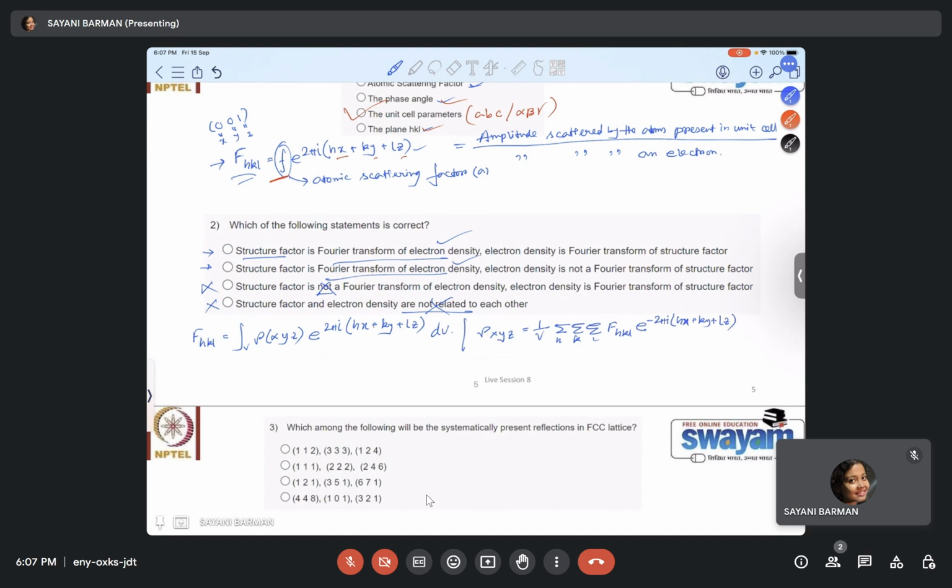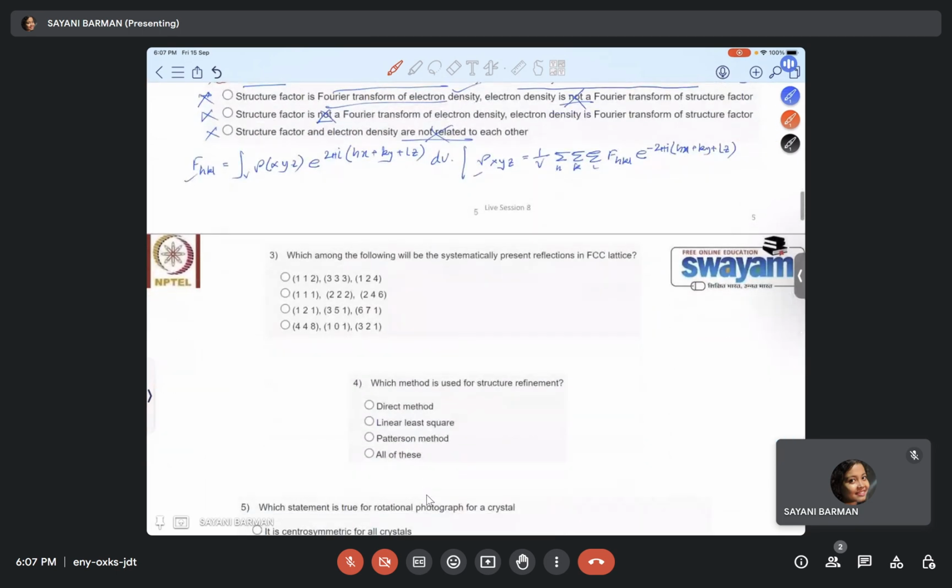Right. So electron density and structure factor both are related to each other by Fourier transformation. Here in the first option it's given that electron density is Fourier transform of structure factor. Yes, it's right. Here it's not. No, it's wrong. So this is also wrong. So the final answer would be this.